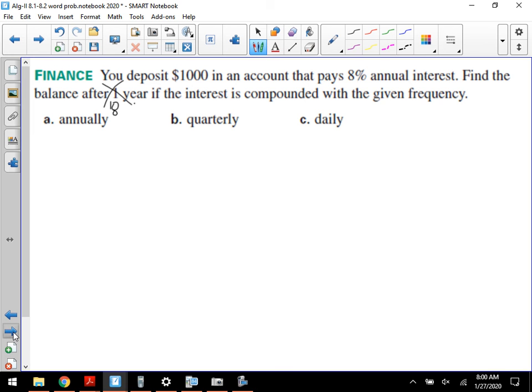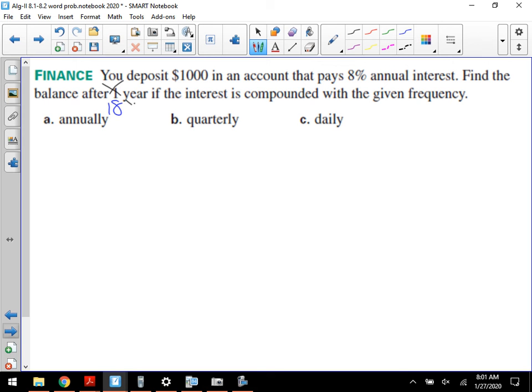So you deposit $1,000 in an account. It pays 8% annual interest. Love that. Find the balance after 18 years with the given frequencies, and let's look at it in terms of annually, quarterly, and daily. So this was the example that I was talking about. Let's say you had $1,000 lying around and you had a child, you put it in a bank account for them, that kind of thing.